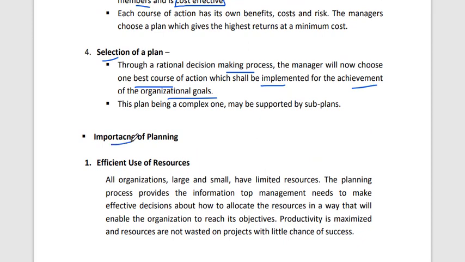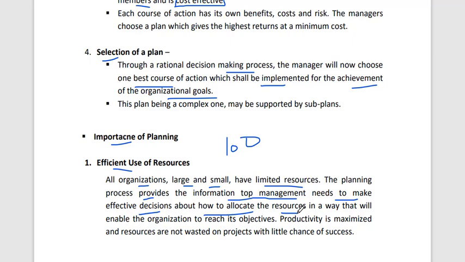Now, what is the importance of planning? Importance means efficient use of resources. As I said earlier, if we have 100 raw materials available, we can only make 100 mobile phones. So all organizations, large and small, have limited resources. The planning process provides the information top management needs to make effective decisions about how to allocate the resources, at what time this raw material will be required, and on what day material will be required.